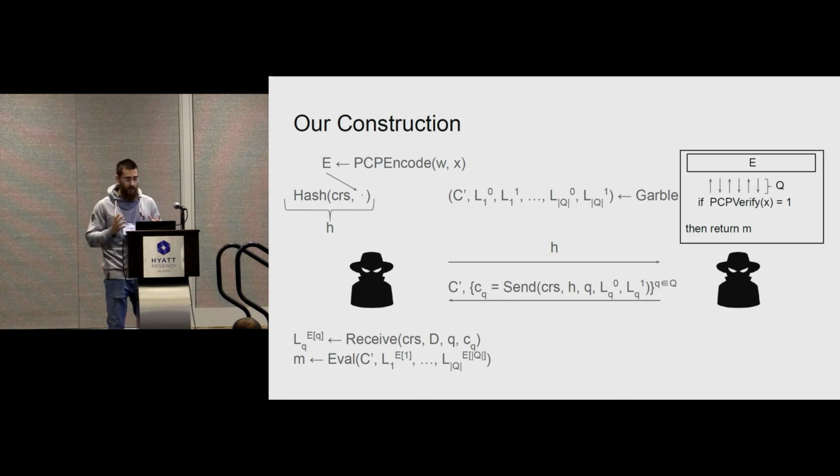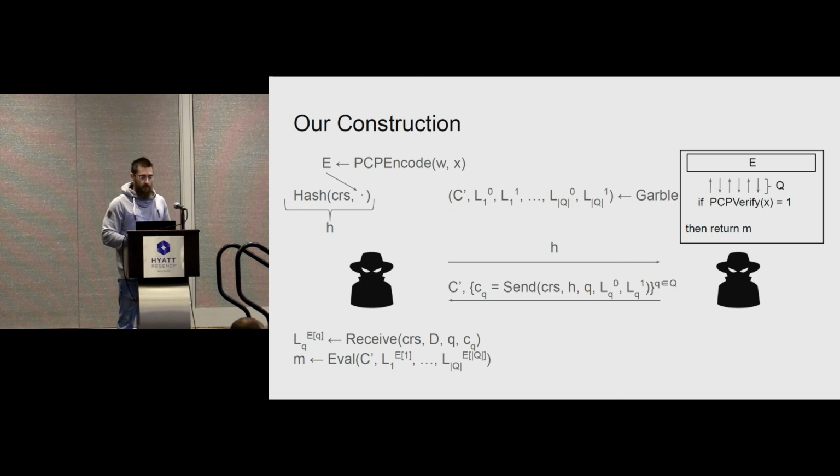So what is essentially happening is that now the receiver will be able to recover all the labels corresponding to the locations asked by the PCP verifier and evaluate the circuit locally, and be able to recover the output if indeed the computation was successful. So now let's analyze quickly the communication complexity of this.